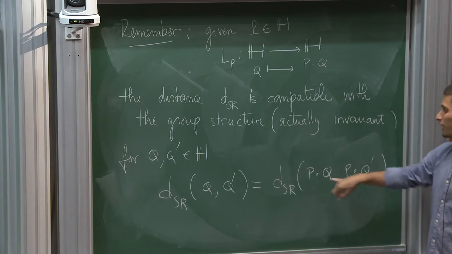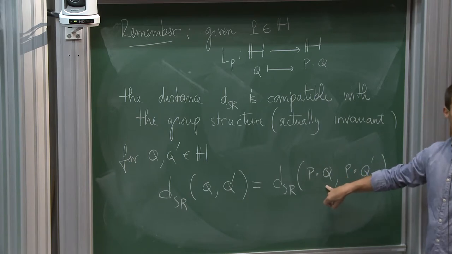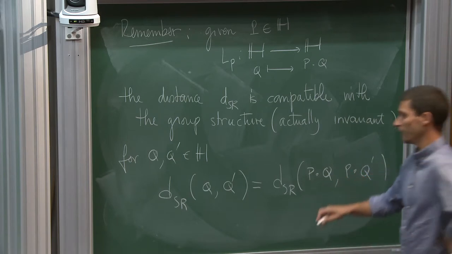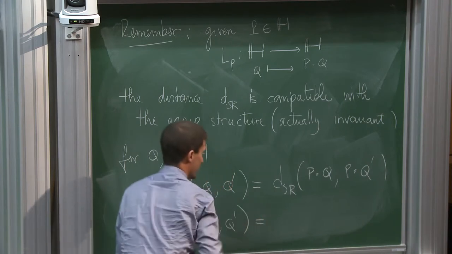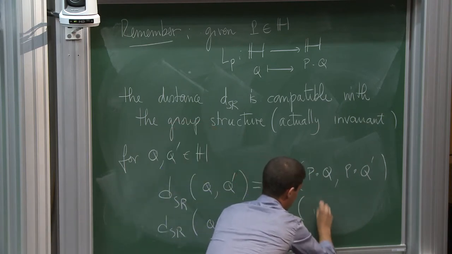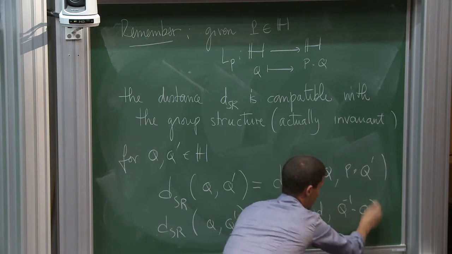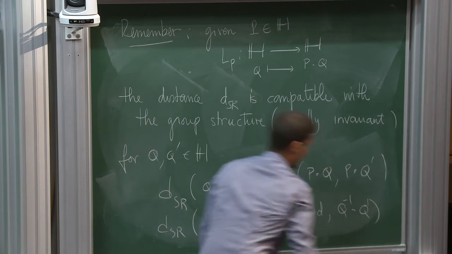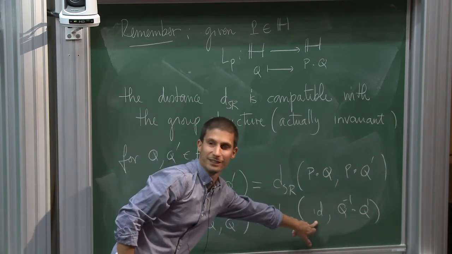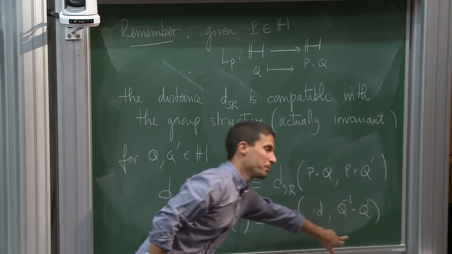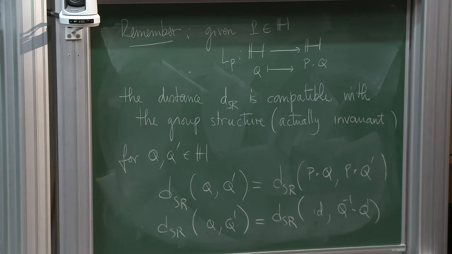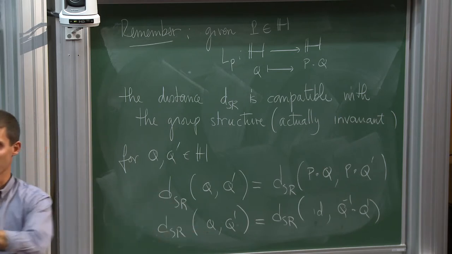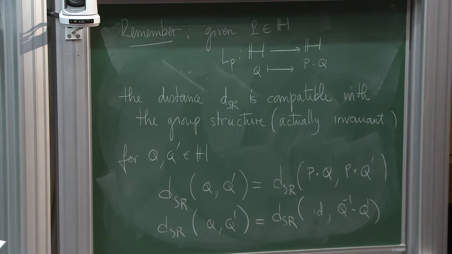Okay? Of course, if you take, for instance, P to be the inverse of Q, then you can say that the sub-Riemannian distance between Q and Q prime is the same as between the identity and Q minus 1 Q prime. So this is saying that once you know the distance between the identity and another point, thanks to the group structure, you see, the group structure is not only compatible with the differential structure, so the smooth C-infinity, but also with the metric structure we have put.